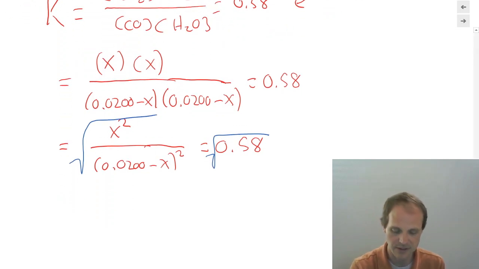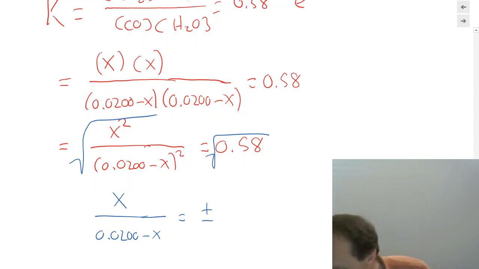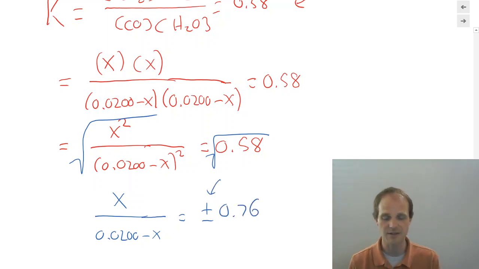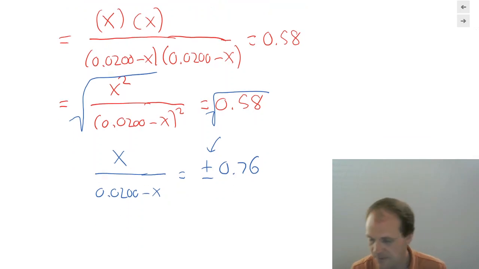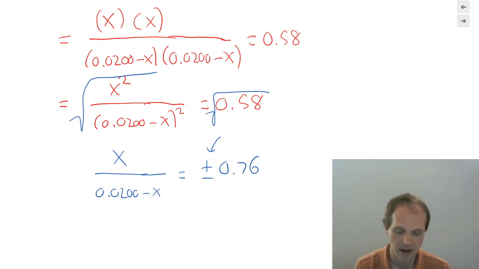If we take the square root of both sides, we get x over 0.0200 minus x is plus or minus, what do I get if I take the square root of 0.58? You get 0.76. Remember, you always get that plus or minus when you take the square root, because if I take 0.76 squared, I get 0.58. If I take minus 0.76 squared, I get 0.58. So we've got two roots here that we're going to have to figure out. So what are we going to do? Well, let's go ahead and rearrange and solve for x.